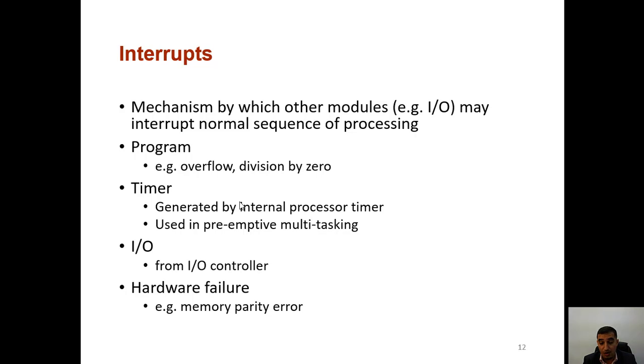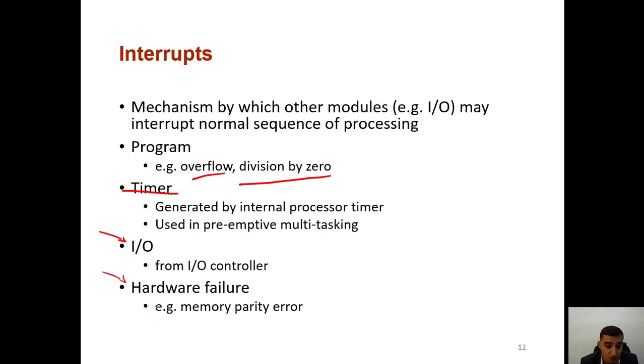Some interrupts happen from programs such as overflow or division by 0. Other interrupts happen from timers, and timer counters are very important. We are going to study them inshallah in the embedded system class. These are generated by internal processor timers and used in a primitive multitasking fashion, which we are going to talk about again in the embedded system class. Then we have some interrupts which happen from input-output, and some interrupts from failure in memory.